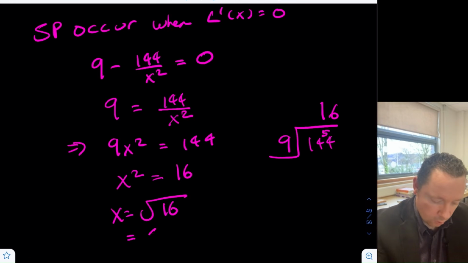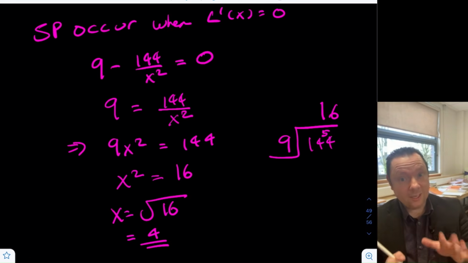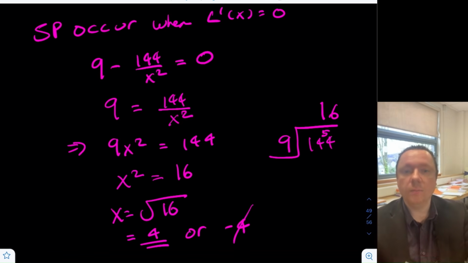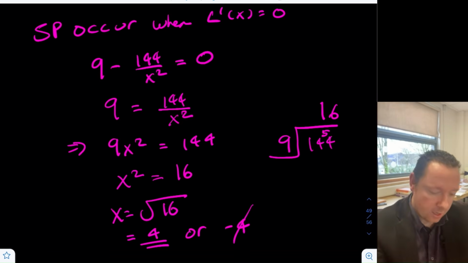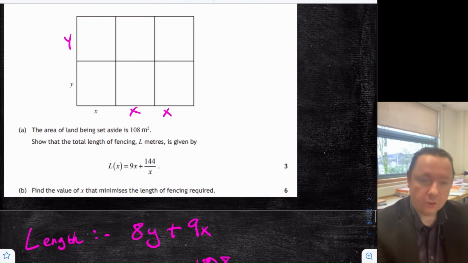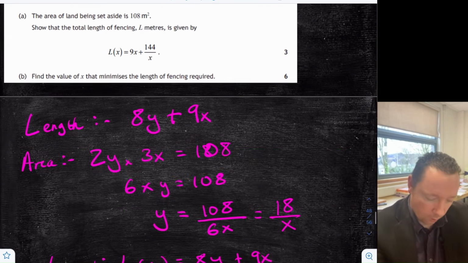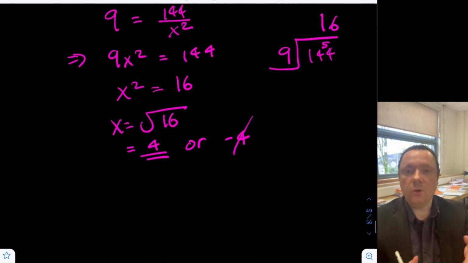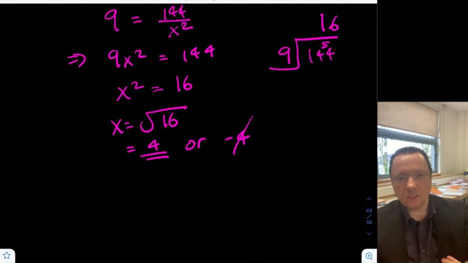Which is equal to 4, and it's actually equal to minus 4 as well, but we'll just disregard it because x cannot be negative because it actually has a real length we're looking at. So we're just looking at that turning point of 4. So that's why you need to watch. When you do your turning points, if it's a real life question, you get a negative answer sometimes, you just disregard it.